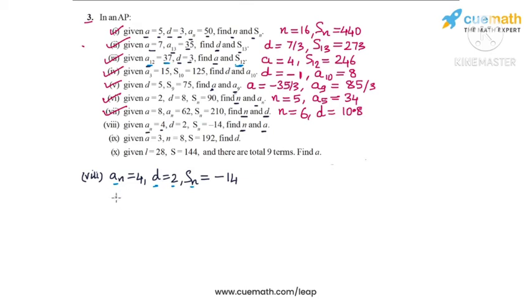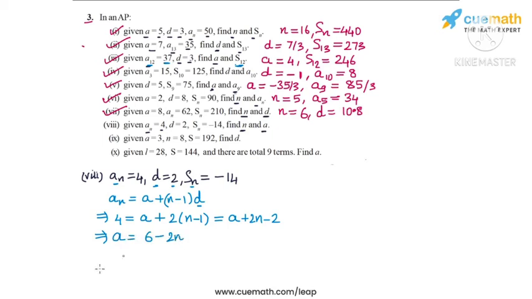Okay, so let's first make use of the relation an in terms of a and d. So an is a plus n minus 1 times d. So this means that 4 is equal to a plus d is 2, so a plus 2 times n minus 1, or a plus 2n minus 2. So from here we can write a in terms of n, so a will be equal to 6 minus 2n.